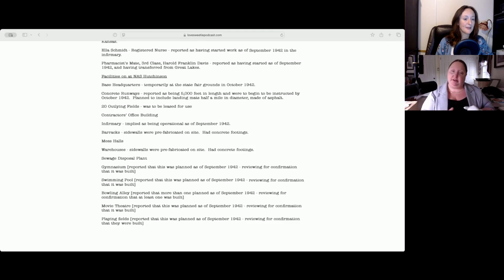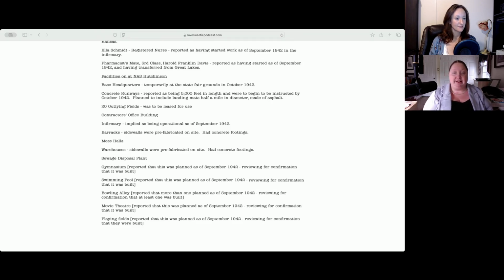They moved it to the state fairgrounds in October 42. It moves over to the base. We know that there's concrete runways, and the newspaper articles reported that they were 5,000 feet in length, and they were to be done by October 1942. So we have, for those planes coming in, 5,000-foot runways.